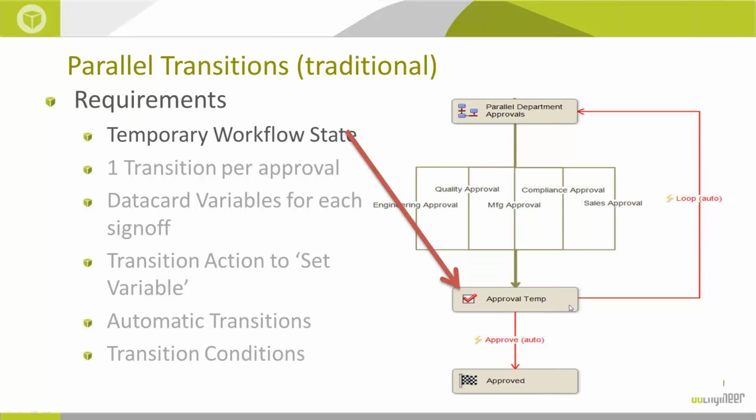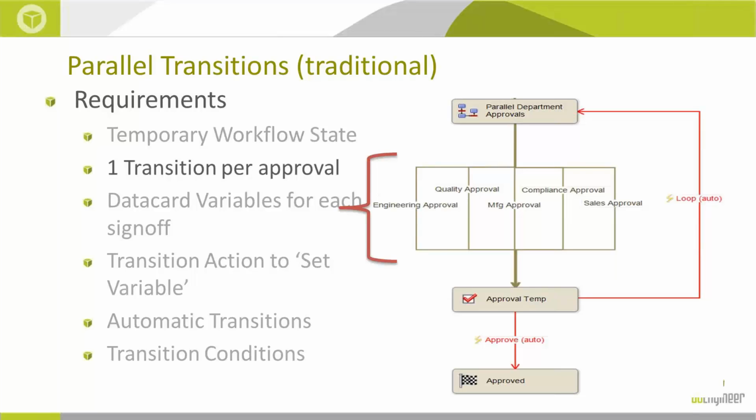The first thing, as I mentioned, is a temporary workflow state. So as I go through and do my sign-offs, I've got a temporary state here. I'm calling it approval temp, and this is where transition conditions are going to be evaluated and either looped back to the parallel department approver state or proceed forward into the approved state.